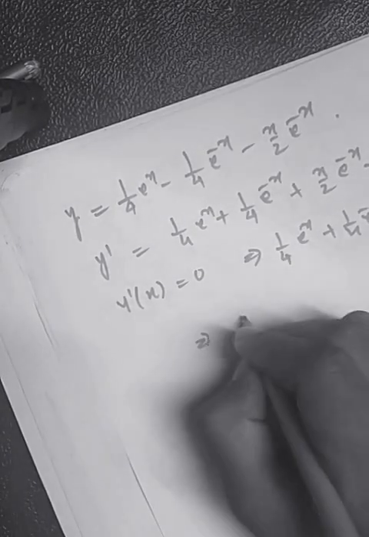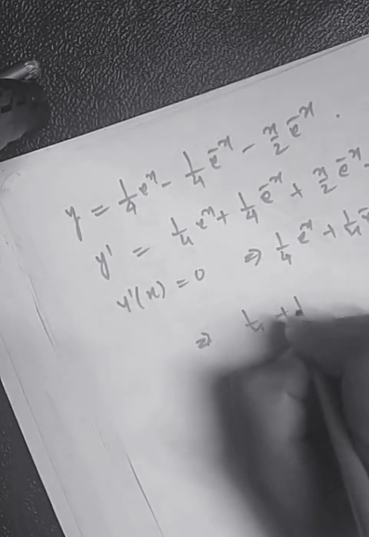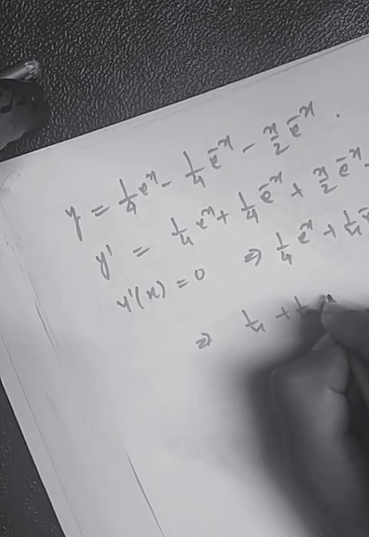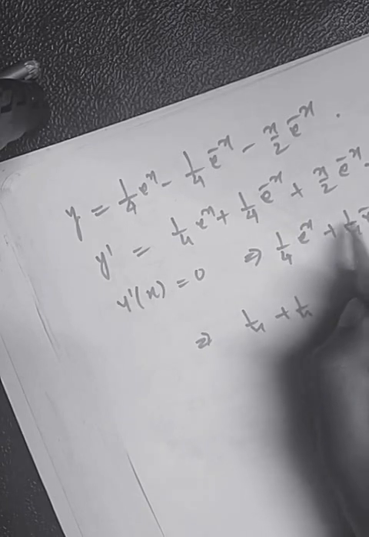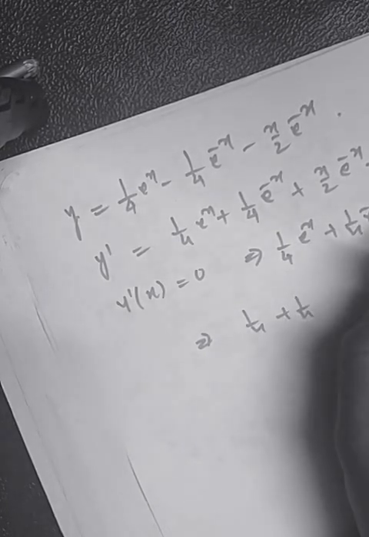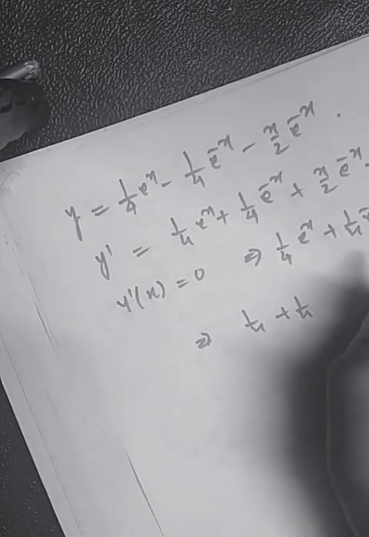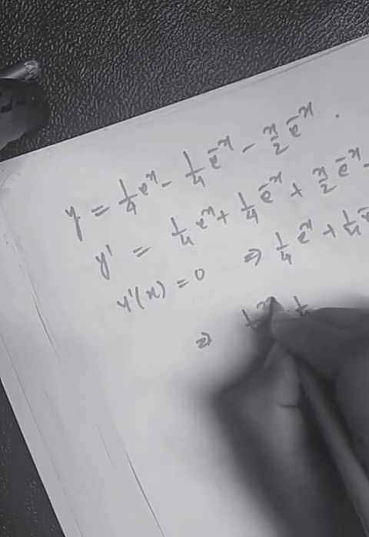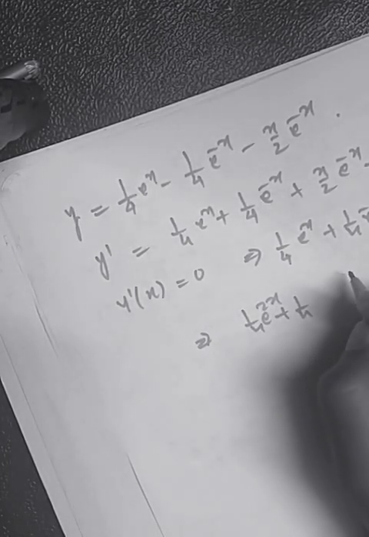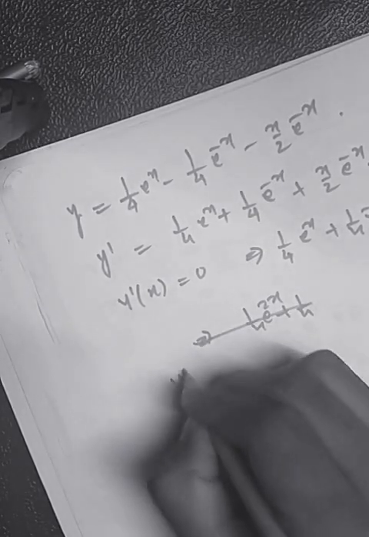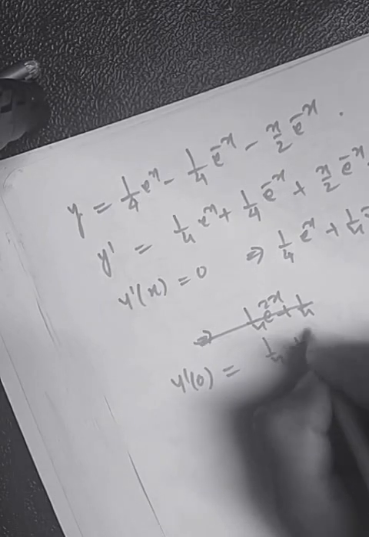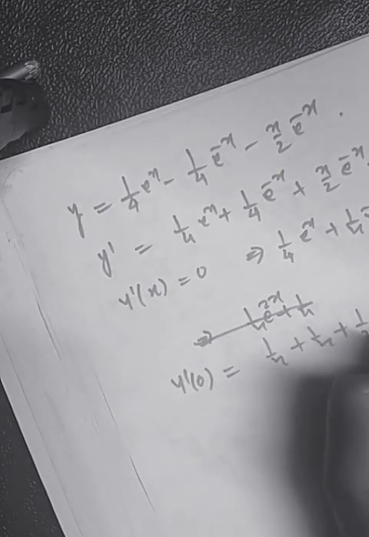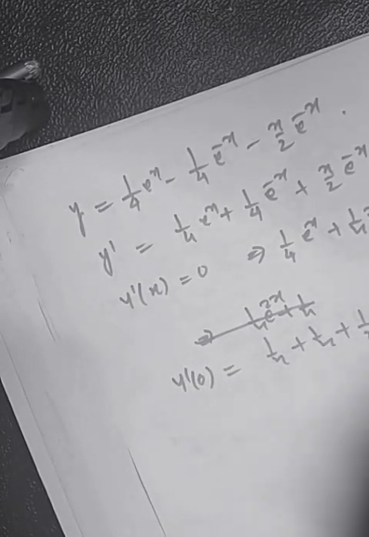This implies 1 by 4 plus 1 by 4 e to the power x, right? Other terms contain e to the power minus x, so dividing by e to the power minus x, it will be e to the power twice x plus, if we take y dash of 0, say 1 by 4 plus 1 by 4 plus half minus half is equal to 0.